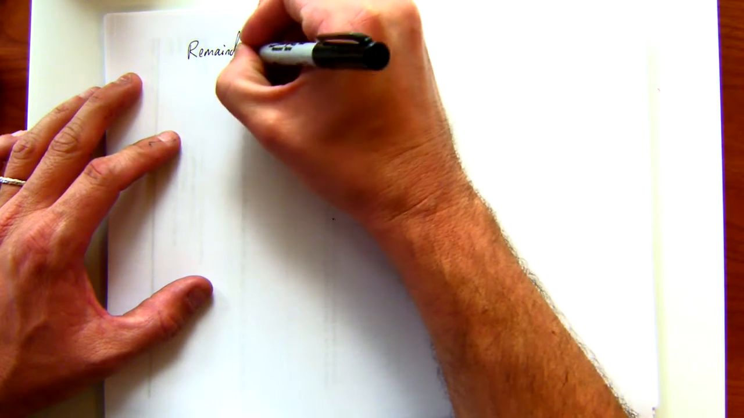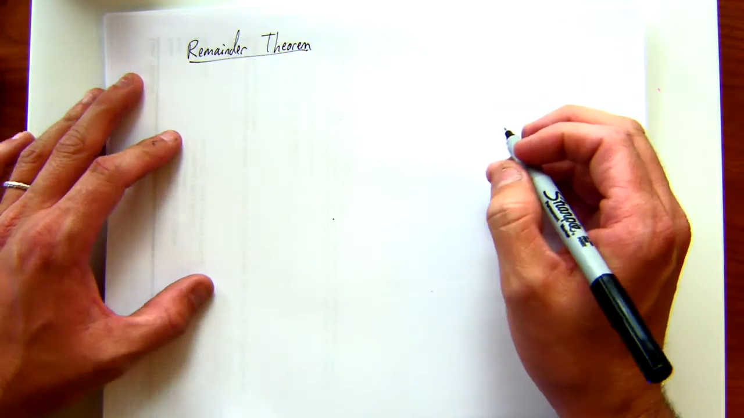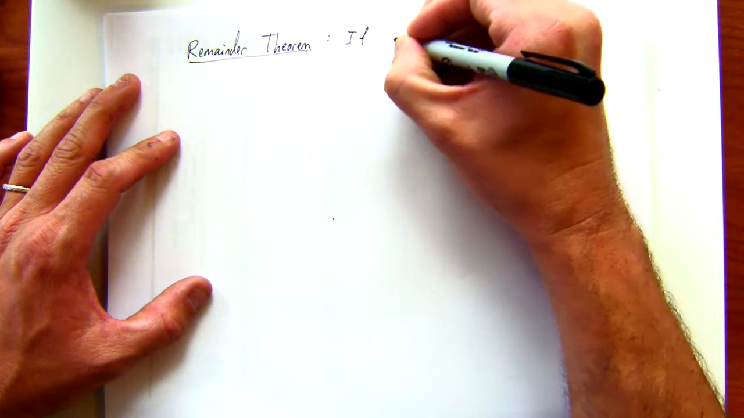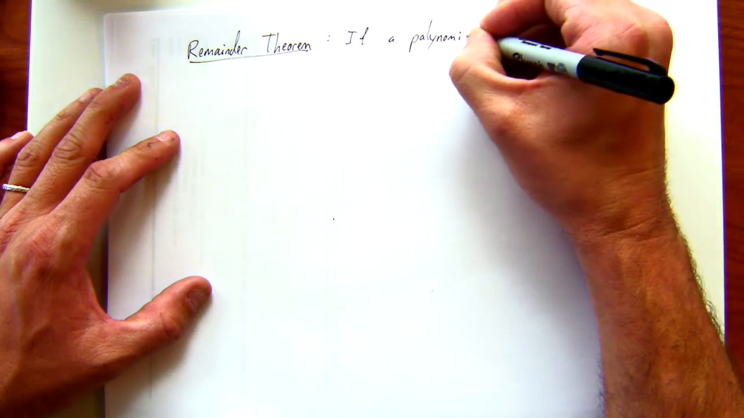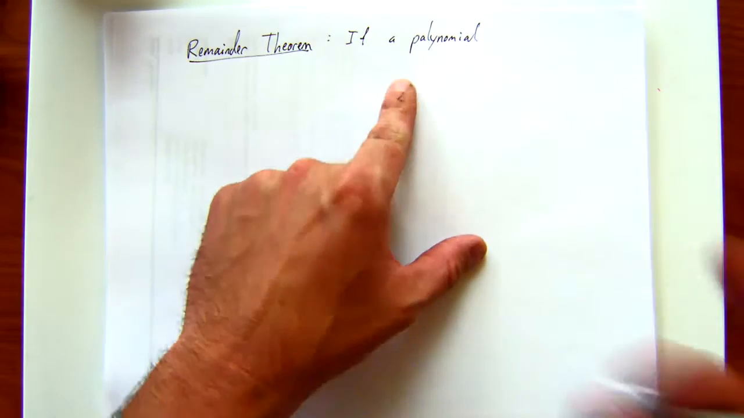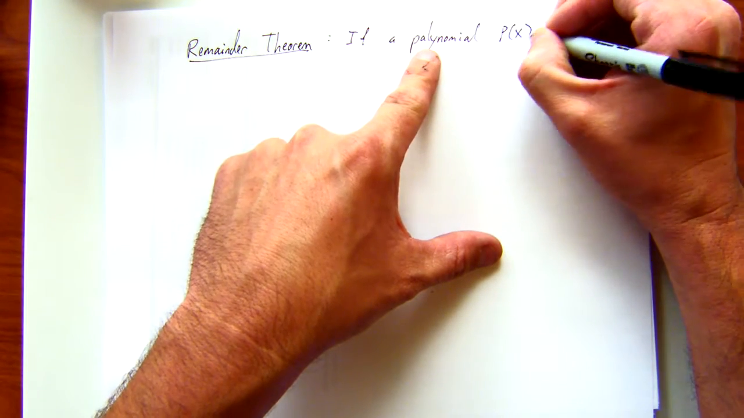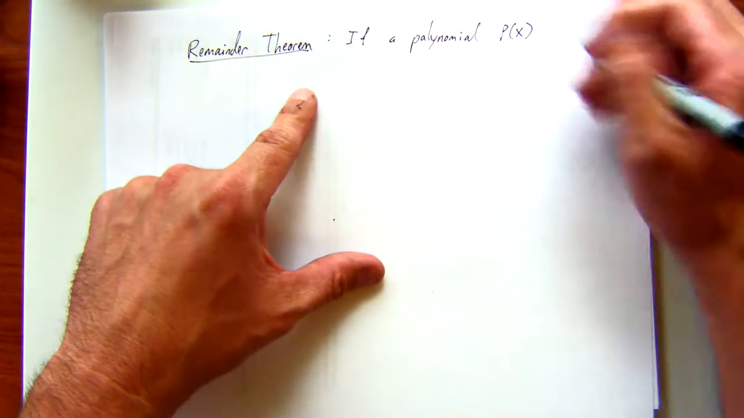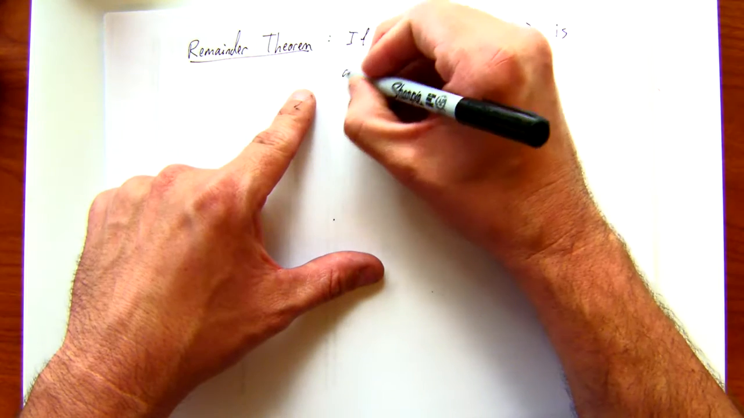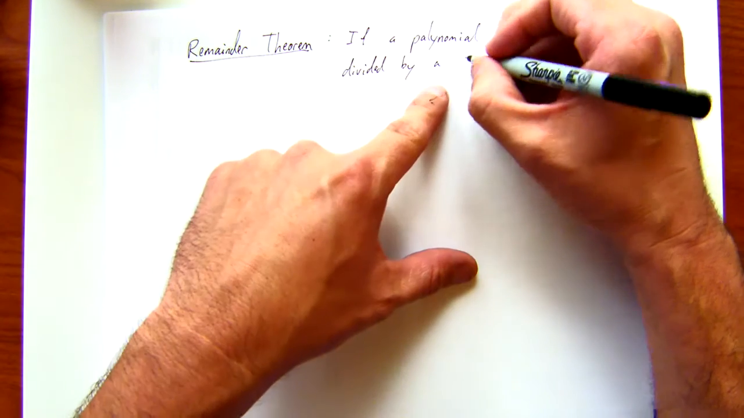So we have something called the remainder theorem. And it states, if you have a polynomial, now I can write a polynomial in the form of a function. So I can call this polynomial something like p of x. So if I have a polynomial with the variable x, and this polynomial is divided by a linear factor.